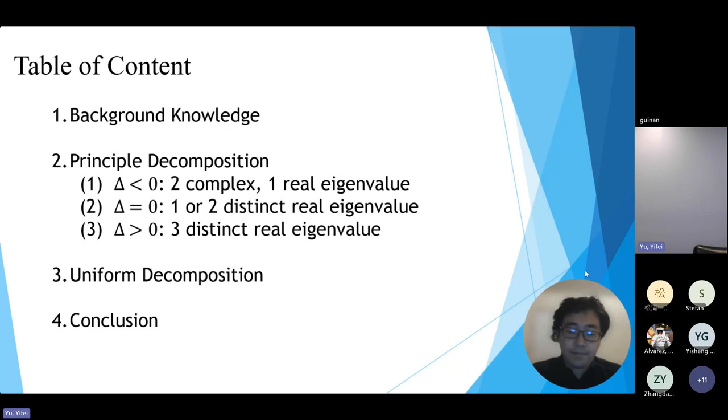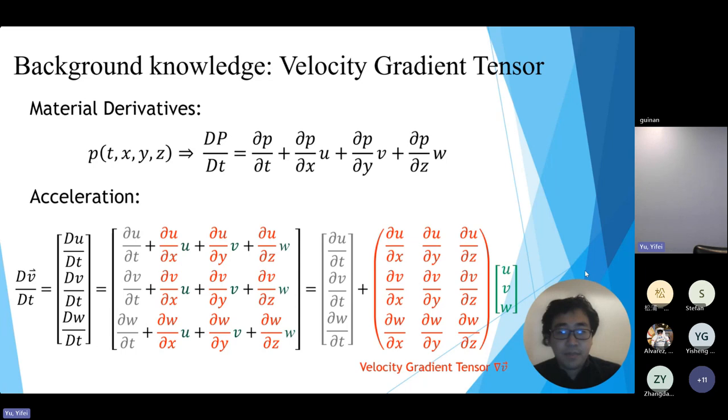First, what is velocity gradient tensor? Velocity gradient tensor is related to the acceleration of a particle, dv over dt, which can be derived from the material derivative formula as shown here. And here the matrix in red is the velocity gradient tensor, nabla v.